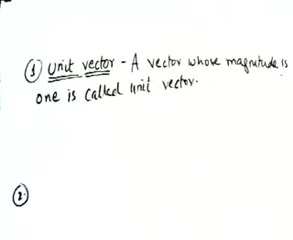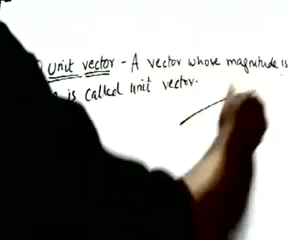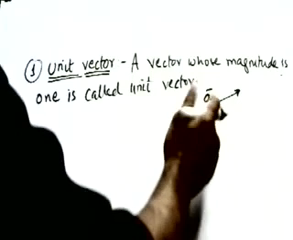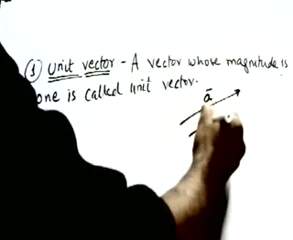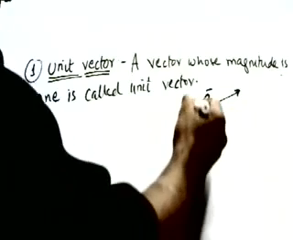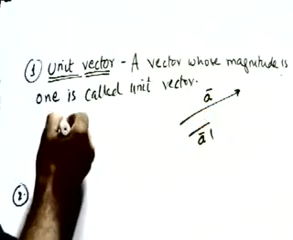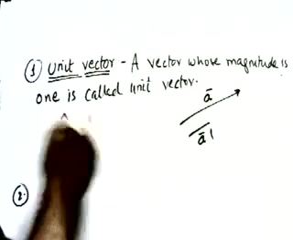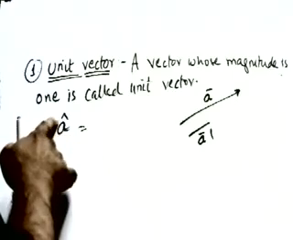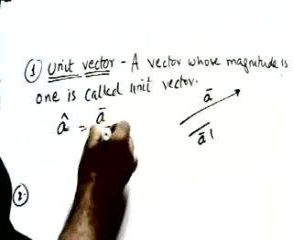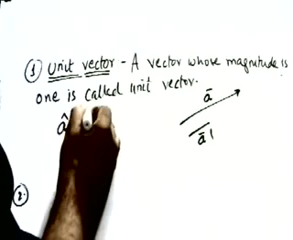Now what is a unit vector? A vector whose magnitude is 1 is called a unit vector. Suppose we have a vector A. So the unit vector of vector A is defined as what? Unit vector means a vector with magnitude 1. The unit vector of vector A is denoted by A cap or A hat. The symbol is cap. A cap is vector A by mod A.